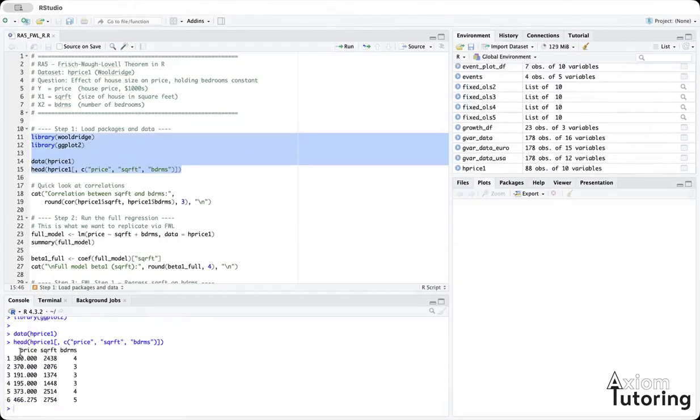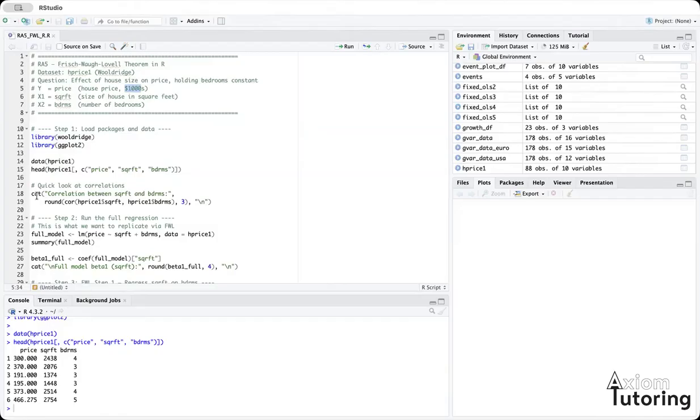As you can see here, we've got the price, we've got the surface area of the house in square feet, and then the number of bedrooms as well. The price, again, here is in thousands of dollars. So keep that in mind if you are using the results from this video to also practice coefficient interpretations.